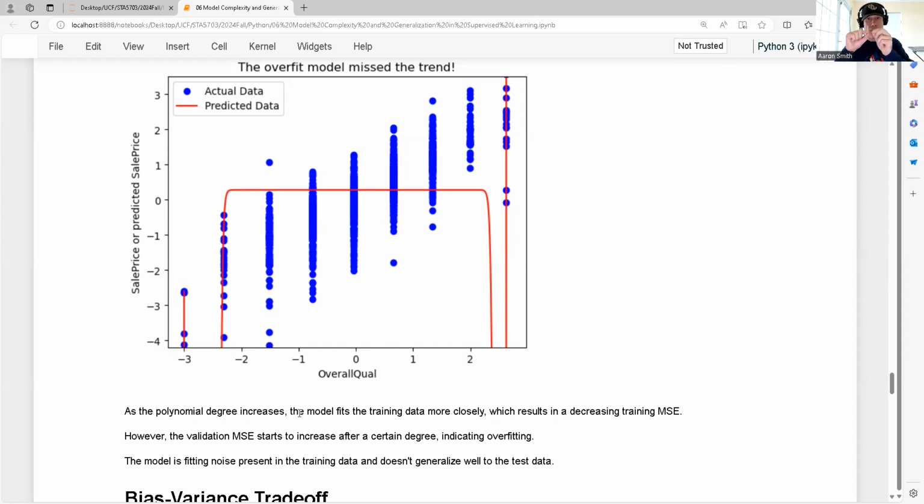Then training MSE keeps on decreasing, but test and validation MSE starts increasing. And so that's when I've hit that critical point, that I've overshot what I want. Here I've grossly, horribly overshot what I actually wanted. Here the model is picking up a lot of nuance and variations inside the training data that just isn't present in the overall population.